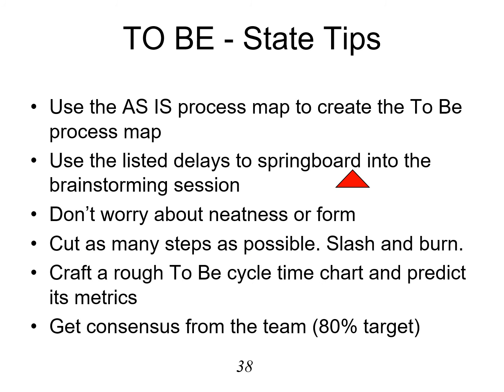To-be state tips. Use the as-is process map to create the to-be process. Cross out what's needed. Cross out what you've changed. List the delays. Brainstorm how to get rid of them. Don't worry about neatness or form. A lot of people use stickies to do it. Cut as many steps as possible. Slash and burn. Craft a rough to-be cycle chart and predict its metrics. Get consensus from the team.